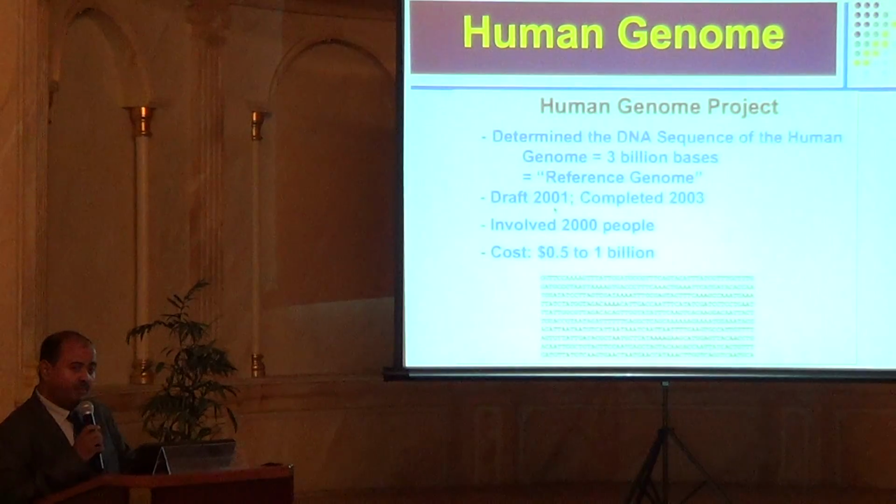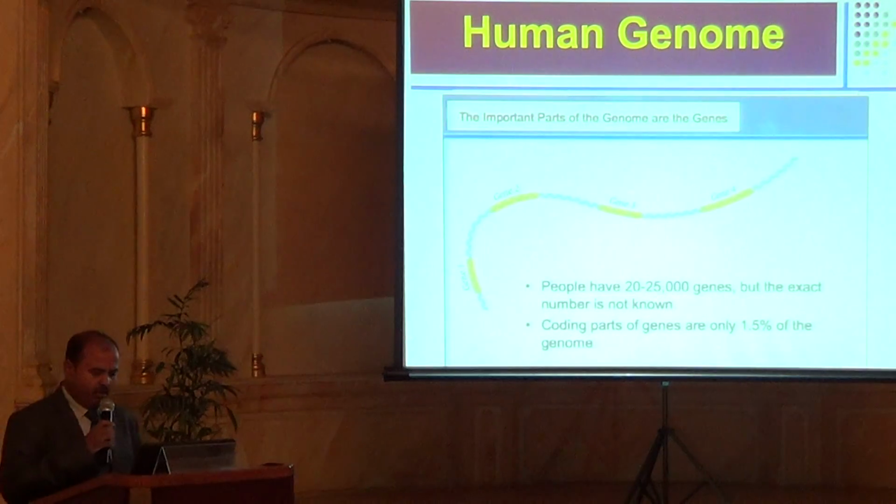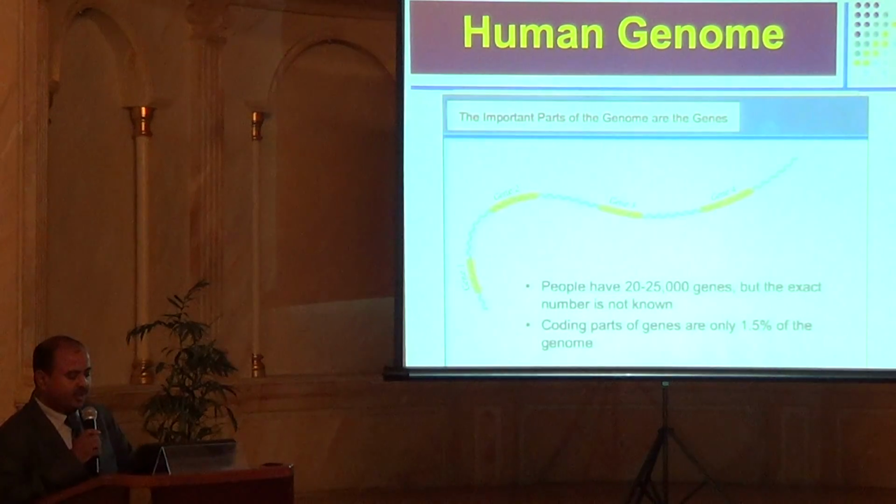So in our body, we have only 20 amino acids, but we have 60 codons. So amino acids can be expressed by 3 different codons. The people have 20 to 25,000 genes, but the exact number is not known. And the coding parts of the genes are only 1.5% of the genome. So not all the base pairs are expressive. We have exons and introns, and we have active genes and inactive genes.